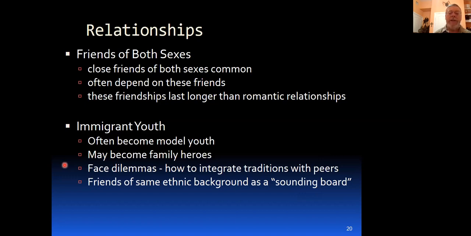This is where friends of the same ethnic background really are highly valued. And so those others from the same ethnic group may be a sounding board where one can go and say, hey, you know, what are you going to do with that? Or how have you worked that out? And so often very important that they have friends from their own ethnic group.